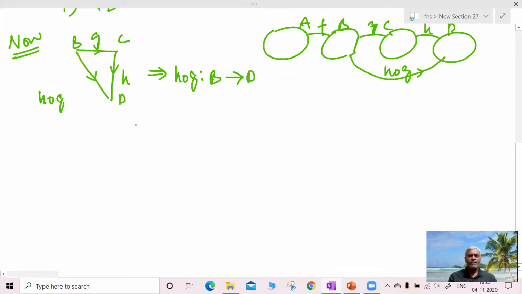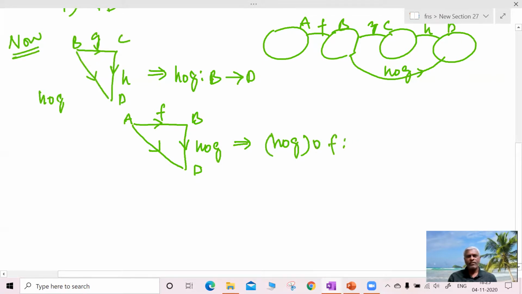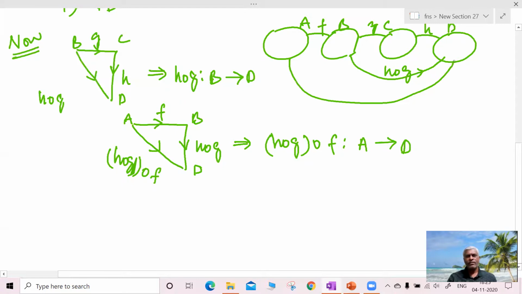Now let us find H circle G, circle F. F is a function from A to B, H circle G is from B to D. Therefore, the composite H circle G, circle F is a function from A to D. So now it is very clear, both left side and right side are defined on the same domain, A to D.